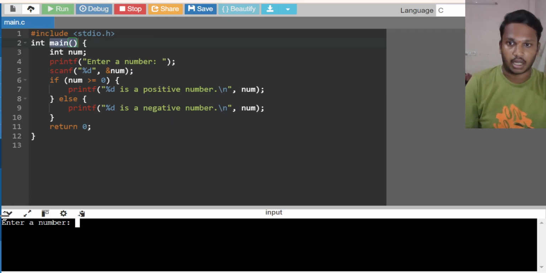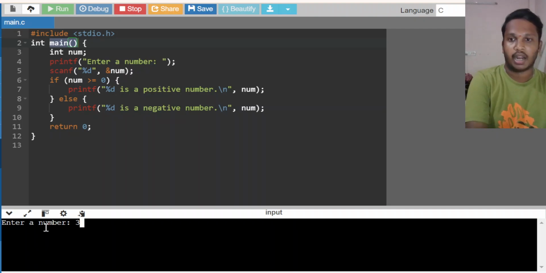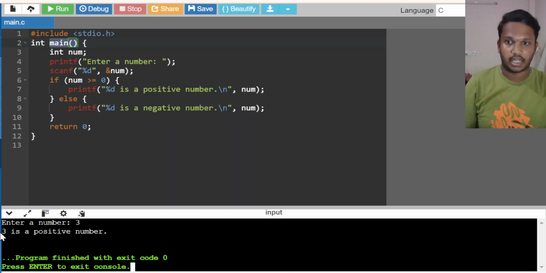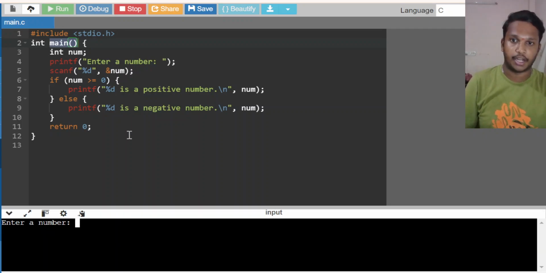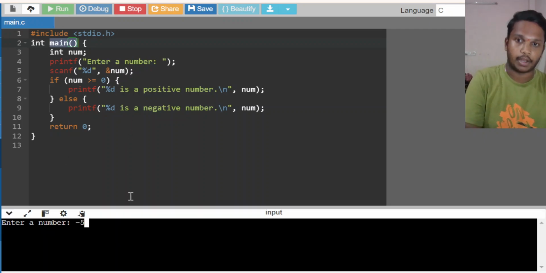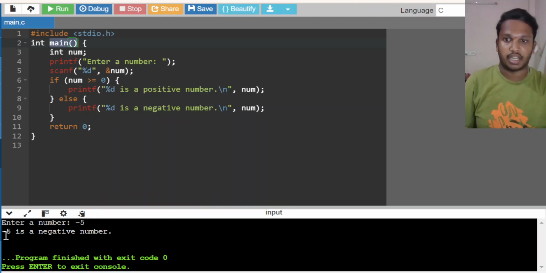See here, it is asking enter a number. For example, I am giving 3 and I am pressing enter. So it is telling 3 is a positive number. Again, I am trying for one negative number. Okay, -5. So it must print negative, right? So -5 is a negative number.